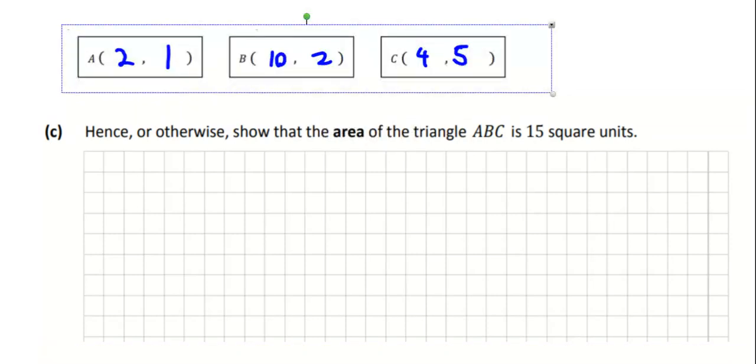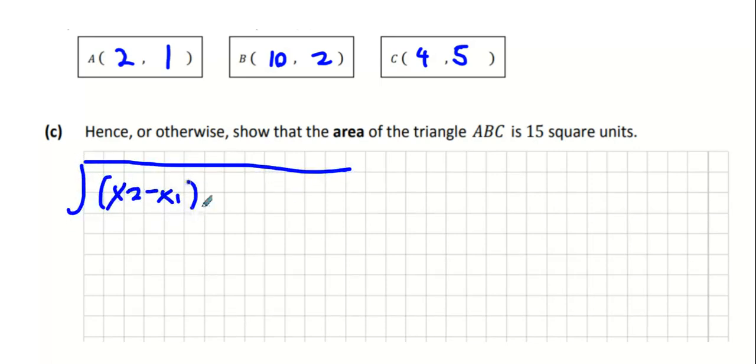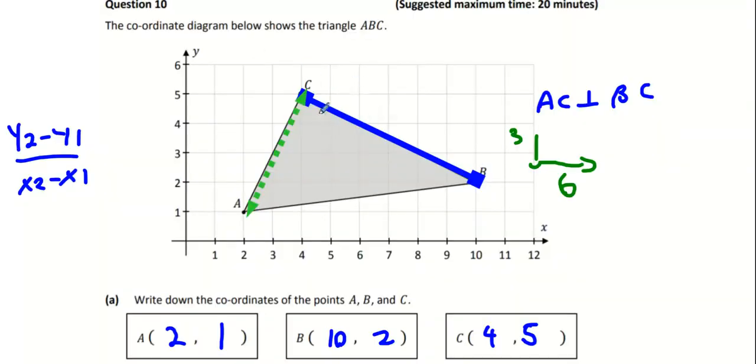So you go into page 18 of your tables and you look up the formula for distance between 2 points. We're going to get AC, which is here, and then BC. So a half base times height.